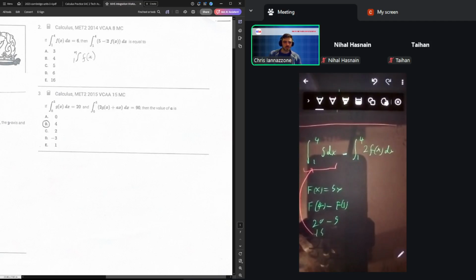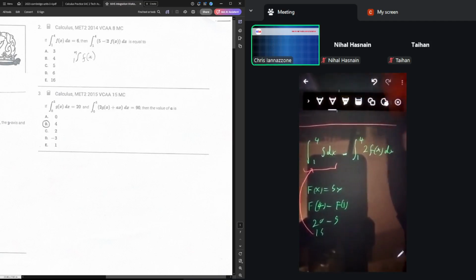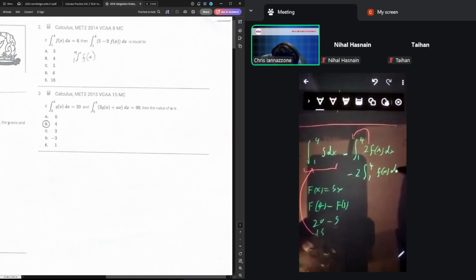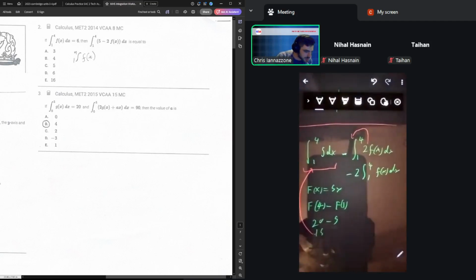It's the same principle as diff, by the way, and that is that any coefficients that are constant can come out the back of the integral. So in other words, you now have minus 2 integral of 4 to 1 of f of x. So just so everyone can be on the same page, seems like we need a bit of a refresher on integral properties. I'll pull up the lecture content on that.